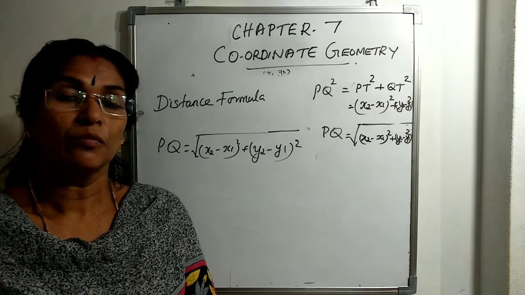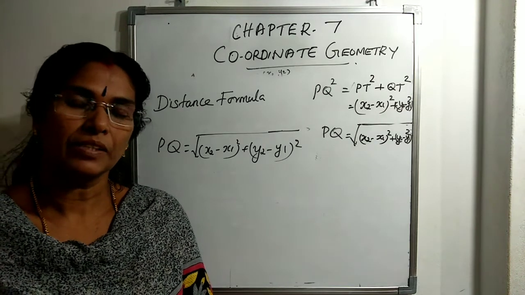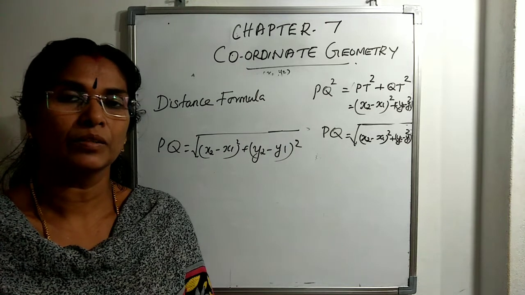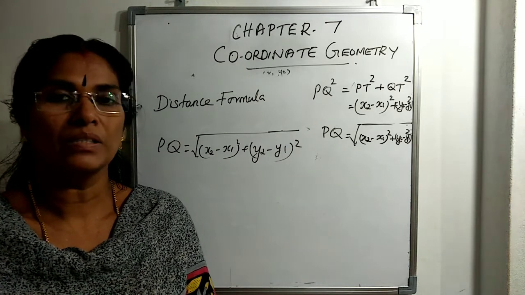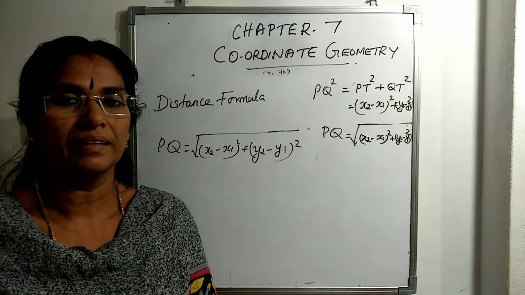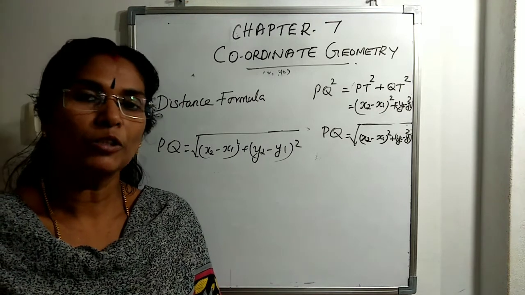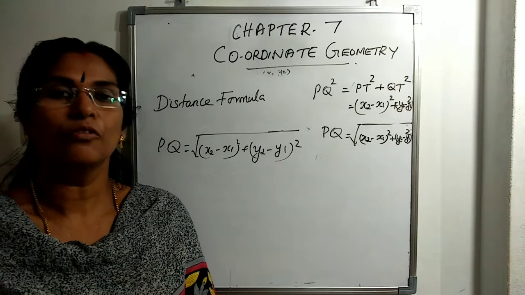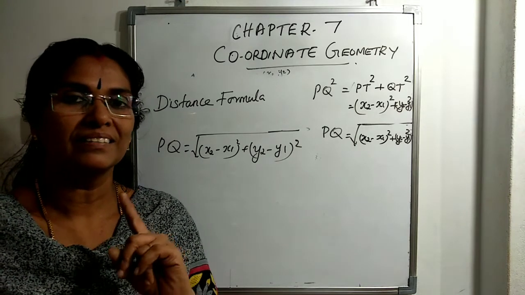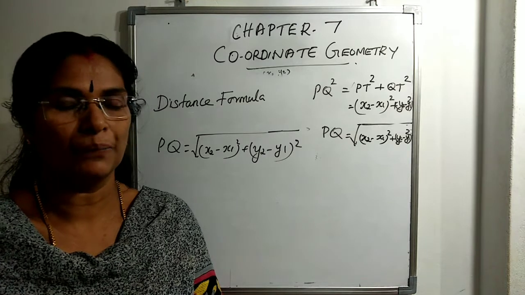So what types of quadrilaterals are there? The first one is the square. What is the property of a square? All sides are equal and its diagonals are also equal. Then it is a square. Then what about the rhombus? All 4 sides are equal but the diagonals are not equal.